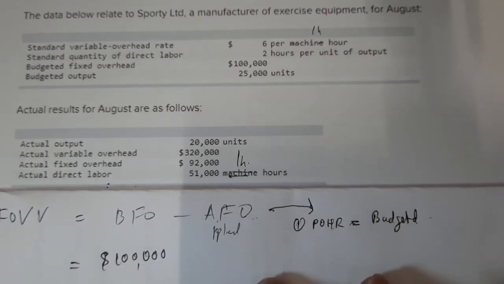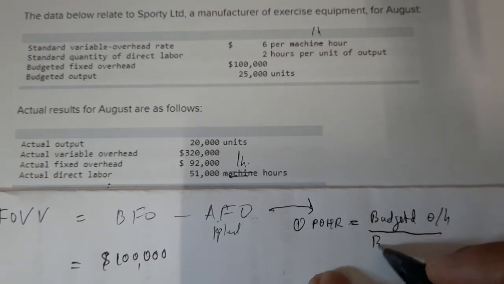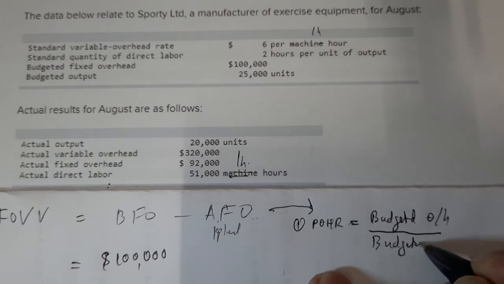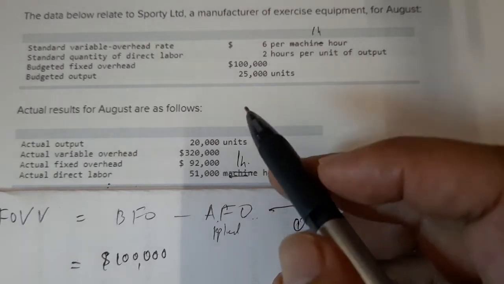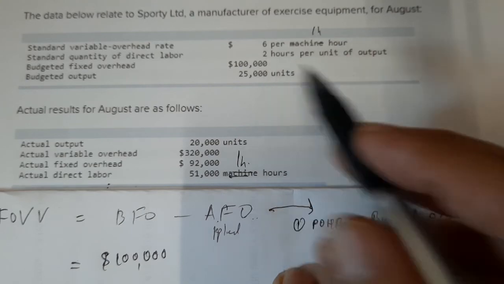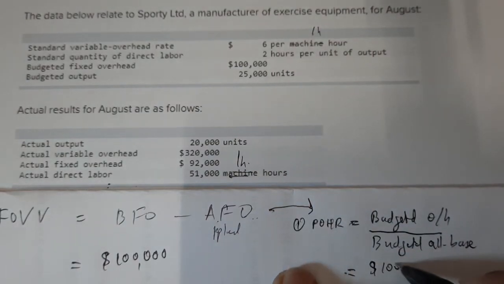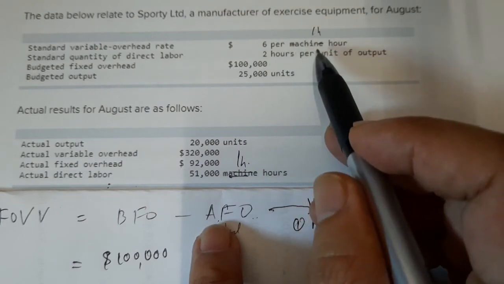Okay, see here, budgeted overhead divided by budgeted allocation base. Okay, what is the budgeted overhead in this question? Budgeted overhead is equal to this one. Budgeted overhead is $100,000. Okay, now what is the budgeted allocation base? The budgeted allocation base is the labor hour.